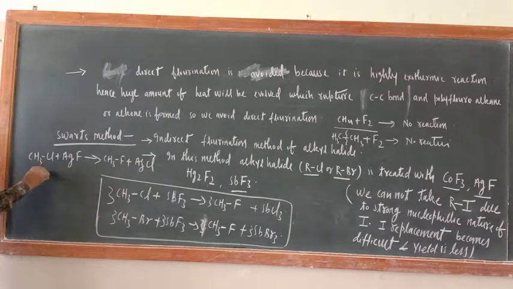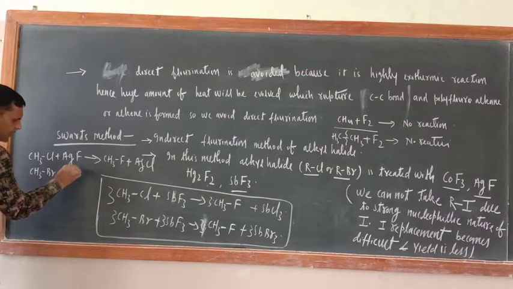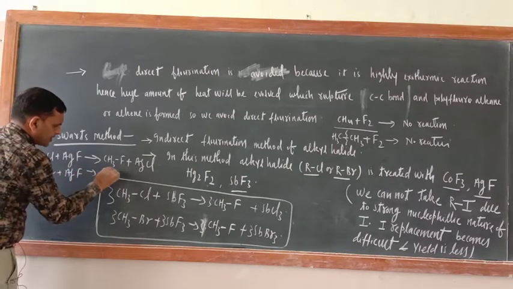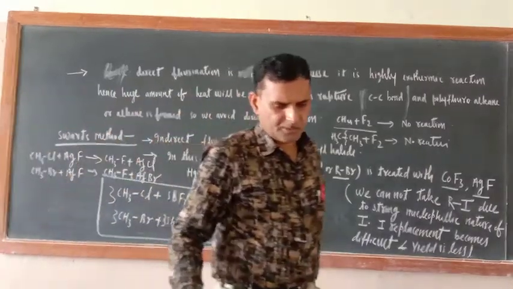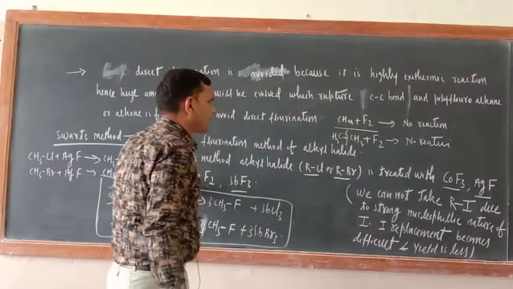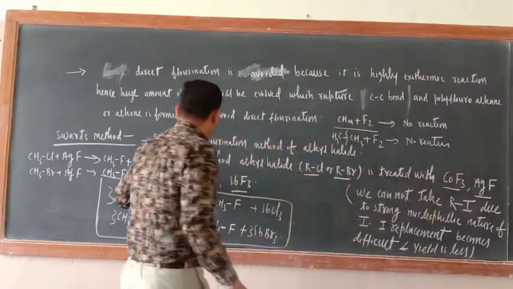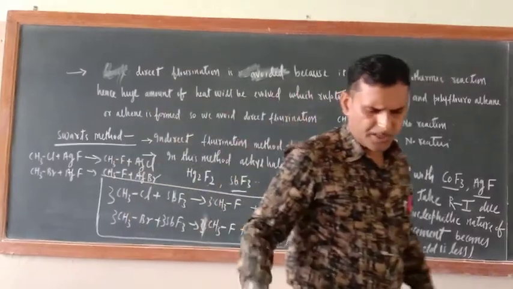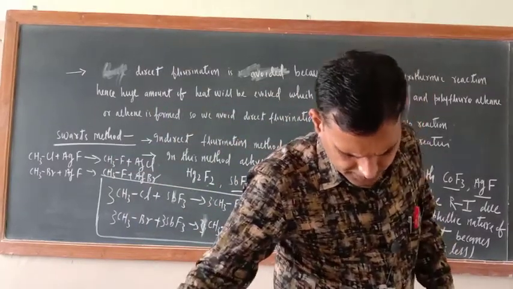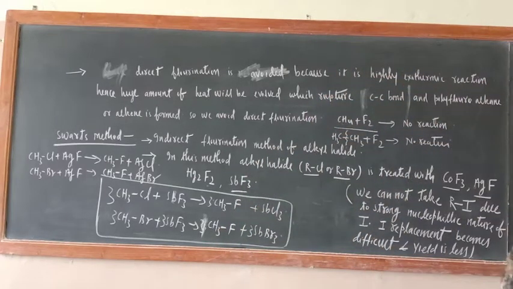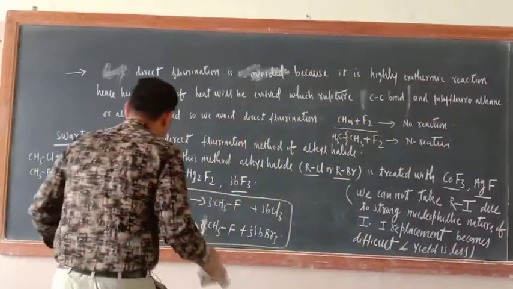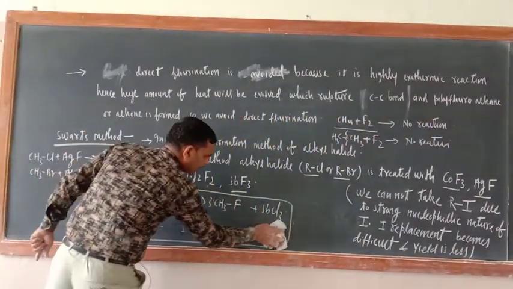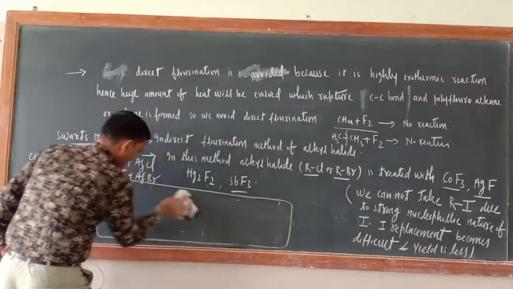Similarly here, CH3Br plus AgF. So what is the product here? CH3F plus AgBr. So you can take either one. You can take cobalt fluoride, silver fluoride, Hg2F2, SbF3. Either one you can take, but it is better to take AgF only. If you are getting difficulty in balancing these reactions, it is better to leave these reactions. I will tell you another reaction where balancing is very easy.